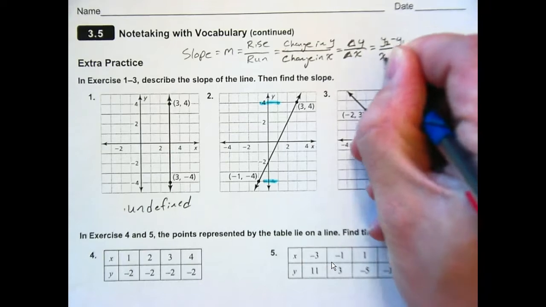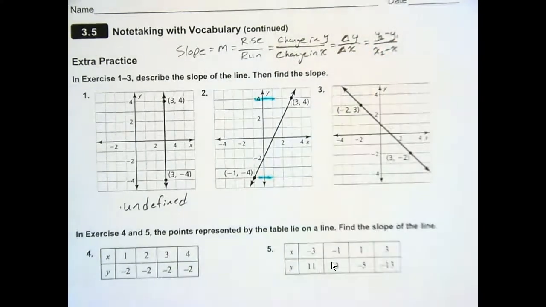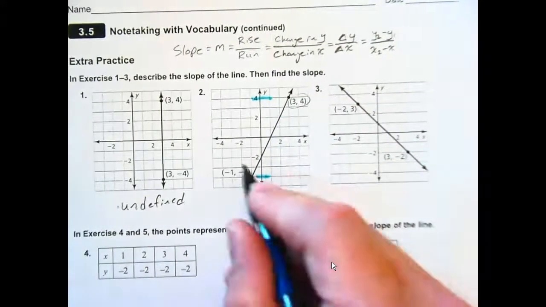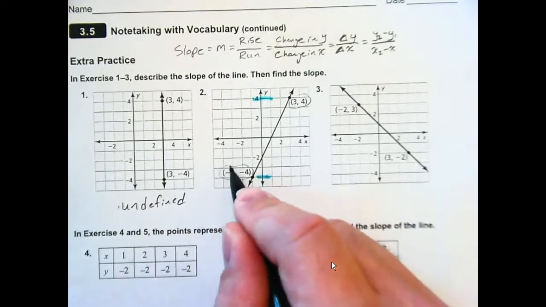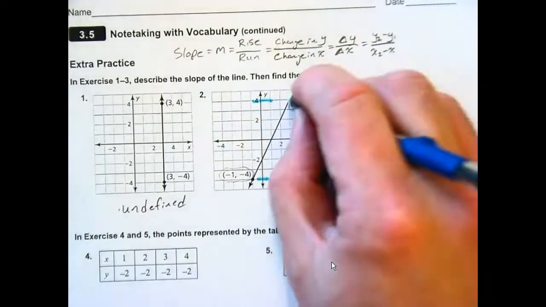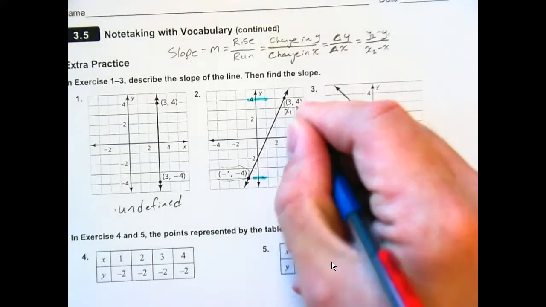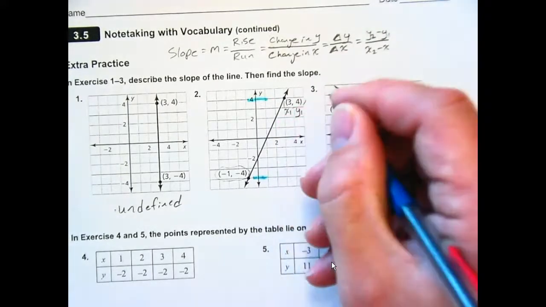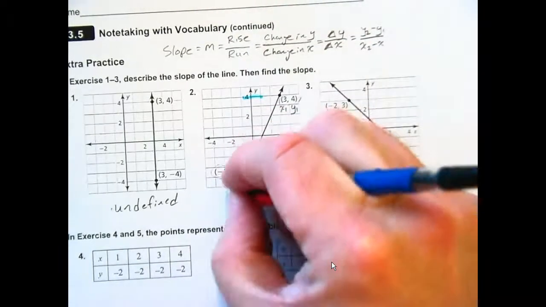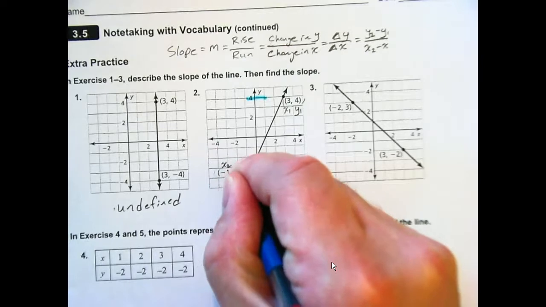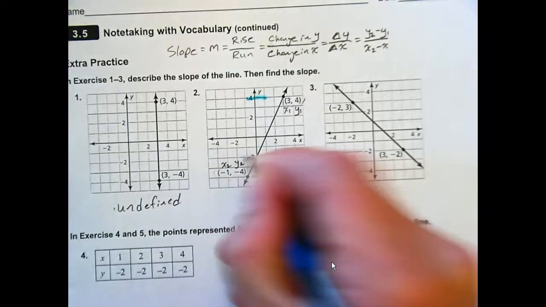And all that is saying is if I have a coordinate, for instance, 3, 4, and I have another coordinate, negative 1, negative 4, if I use my first x value and my first y value, and it doesn't matter which one you call your first or your second, and then I use my second x value and my second y value, I can figure out the slope.